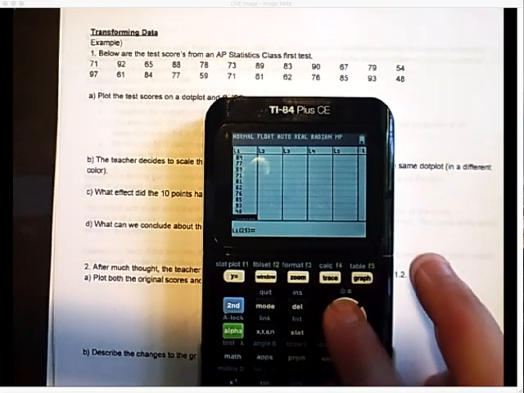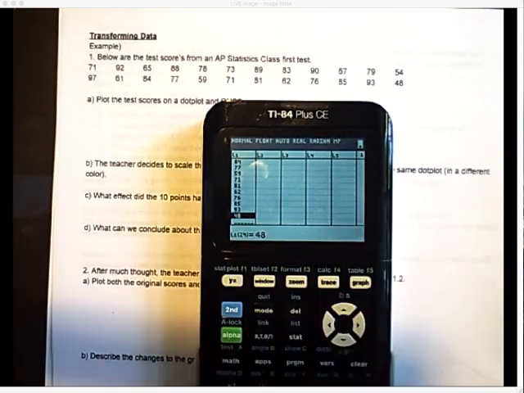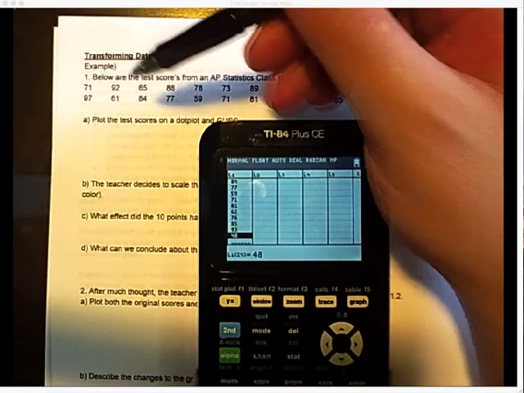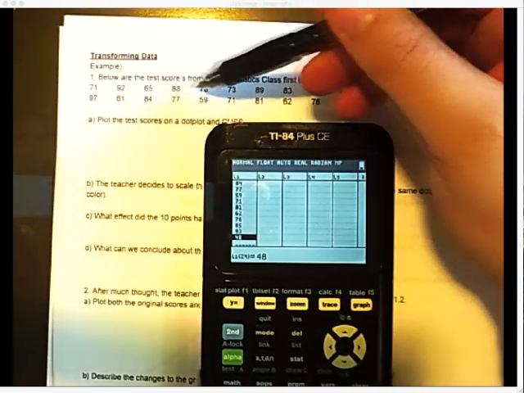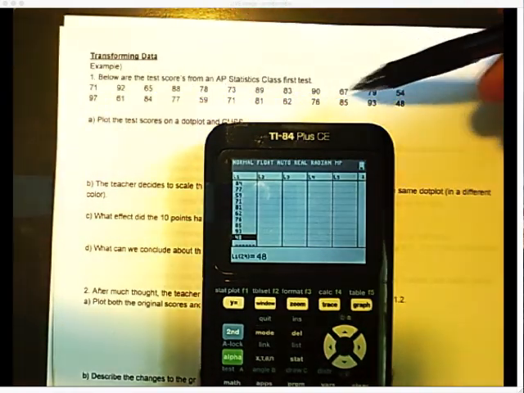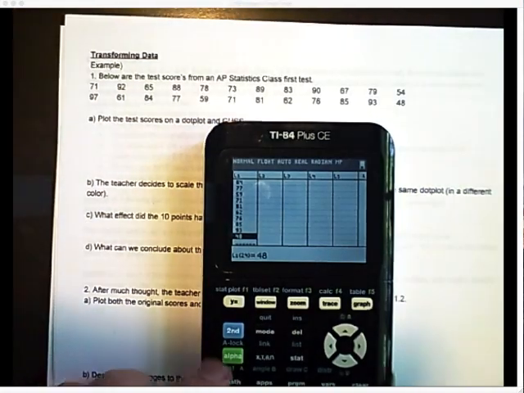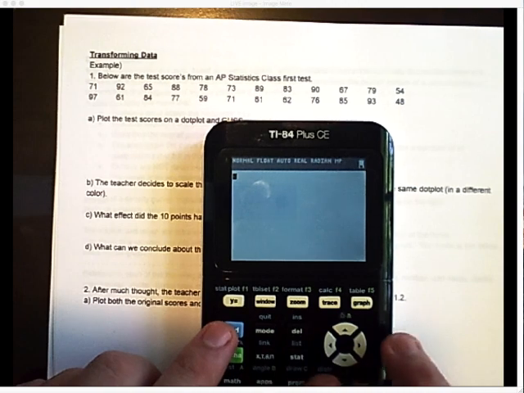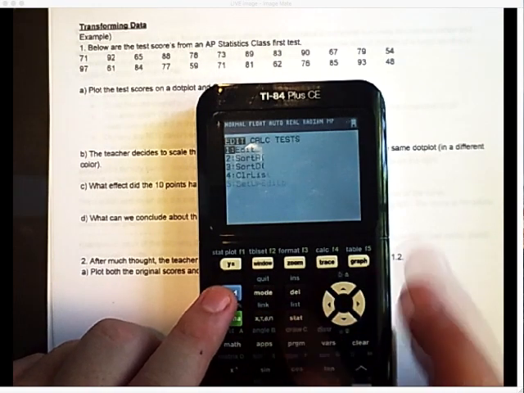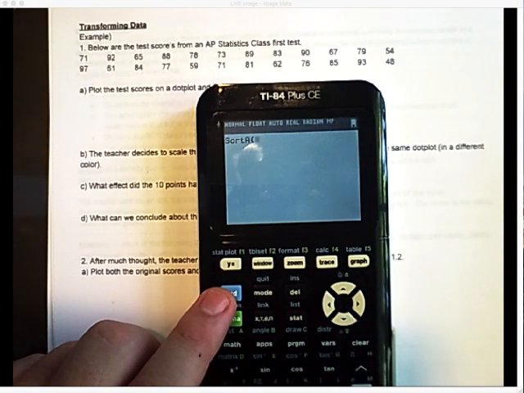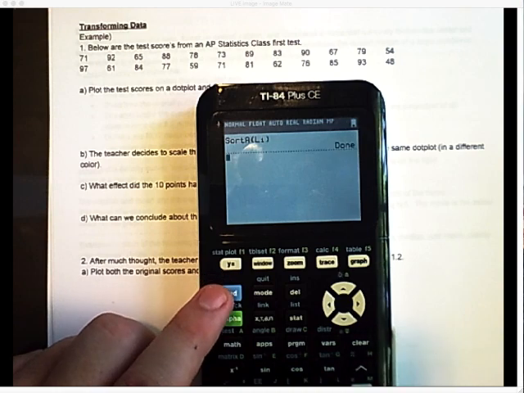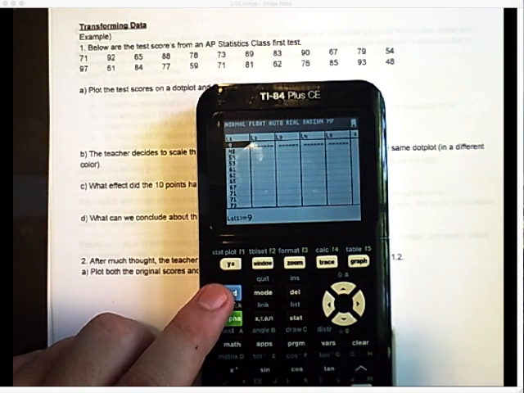If I go back to the last one, there's 24 data points. Let's make sure we got them all. 1, 2, 3, 4, 5, 6, 7, 8, 9, 10, 11, 12, and I see there's 2 rows. So 12 plus 12 is 24. And just like before, I can sort the data. So stat, sort, ascending, list 1. And go back into it and look at it.